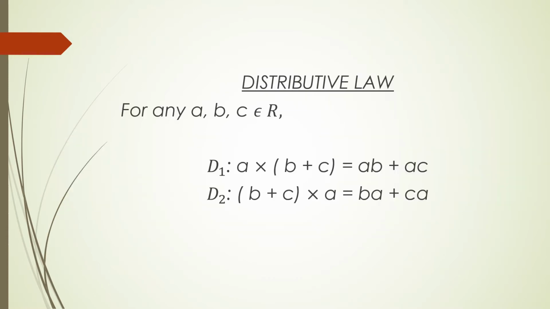And finally, these two operations, addition and multiplication, are linked by the distributive properties. For any a, b, c element of R, for the first distributive law, a multiplied by the quantity b plus c equals ab plus ac. And for the second distributive law, the quantity b plus c times a equals ba plus ca. So this information helps us understand the definition of a ring.